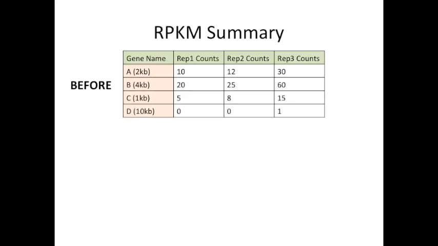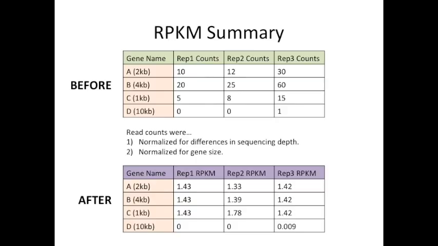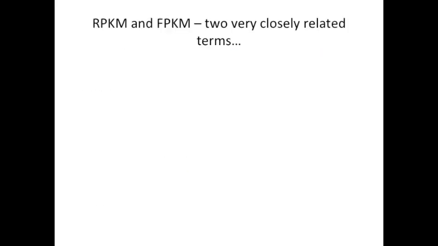To summarize RPKM, we have our before data, which isn't normalized for depth or gene length, but then we normalized for differences in sequencing depth and differences in gene size. And so here's our after data, our RPKM values for each replicate and each gene. Now, RPKM and FPKM are 2 very closely related terms. However, there's a lot of confusion related to them, so let's clear that up right now.